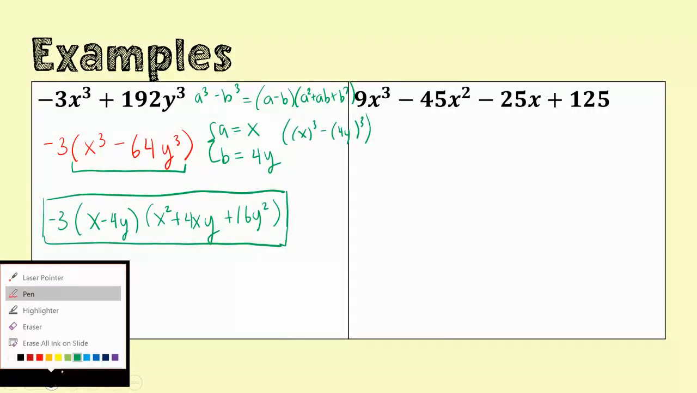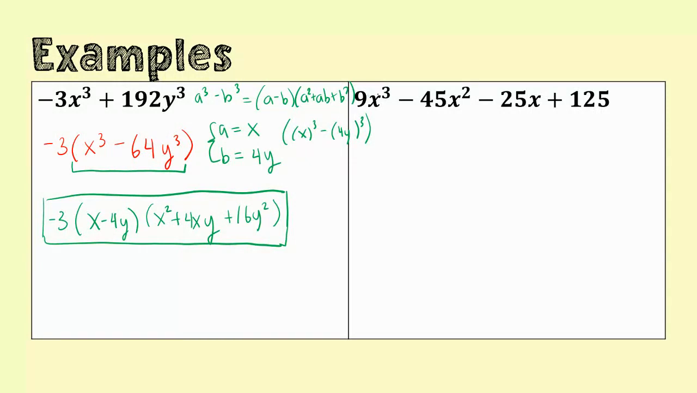In the second one, hopefully your first thought is there's 4 terms. I'm going to go ahead and factor by grouping. Right? And when I do that, my greatest common factor of the first two is 9x squared, and I'd be left with x minus 5. And then of the second two, it's negative 25, and I would be left with x minus 5.